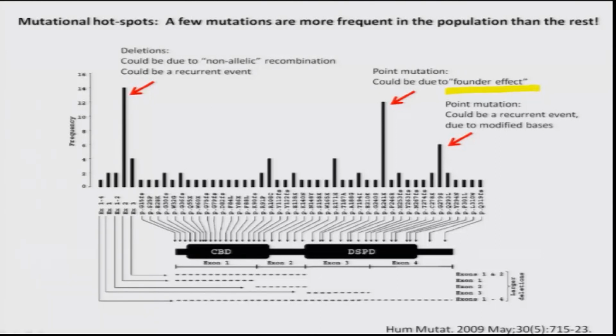The third possibility is that often these are point mutations, it could be because of a modified base. These are some changes that happen in your DNA because of certain requirements, and these changes in the bases can lead to mutations, and that could be recurrent. These are hotspots, what they are called. So, let us see what they are.